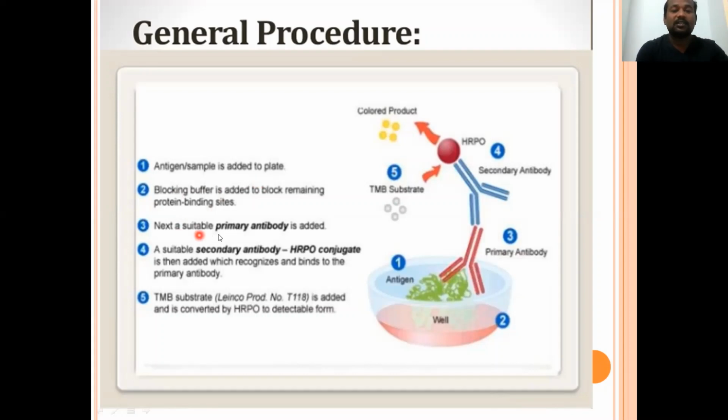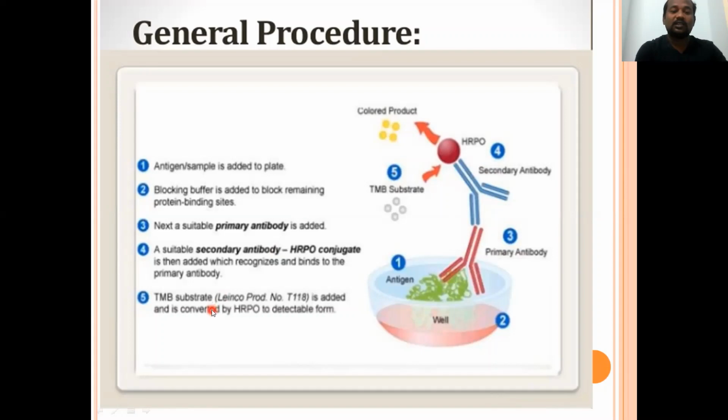The third step is the addition of a suitable antibody. A suitable antibody means the antibody present in the patient sample. After adding, the primary antibody will bind with the antigen. There will be a formation of antigen-antibody complex. Next, there will be an addition of secondary antibody, that means anti-antibody enzyme conjugate. The secondary antibody will bind with the Fc portion of the primary antibody.